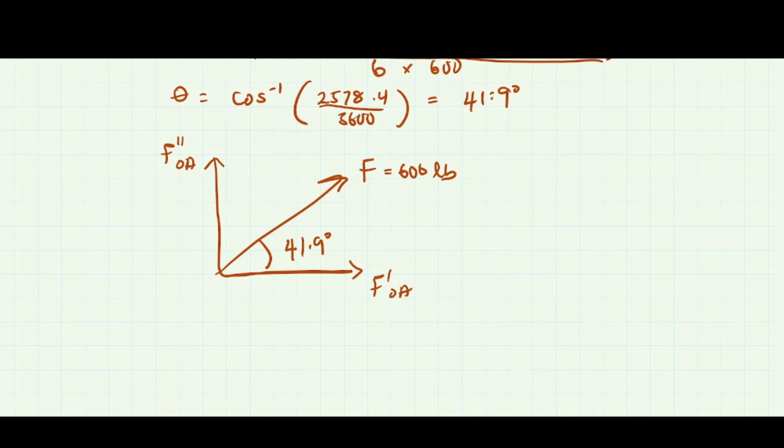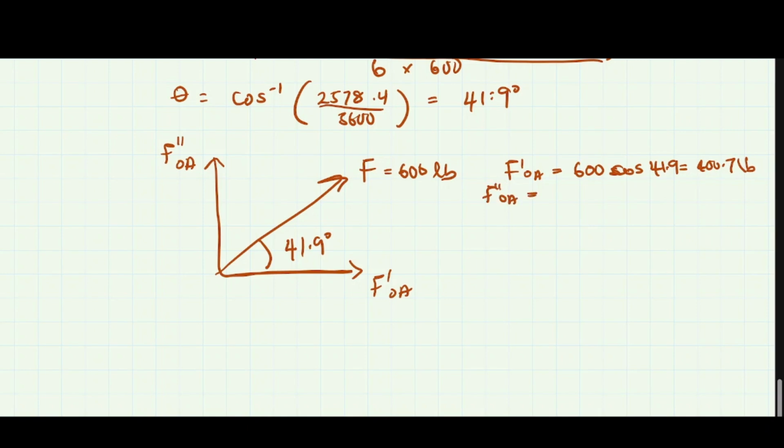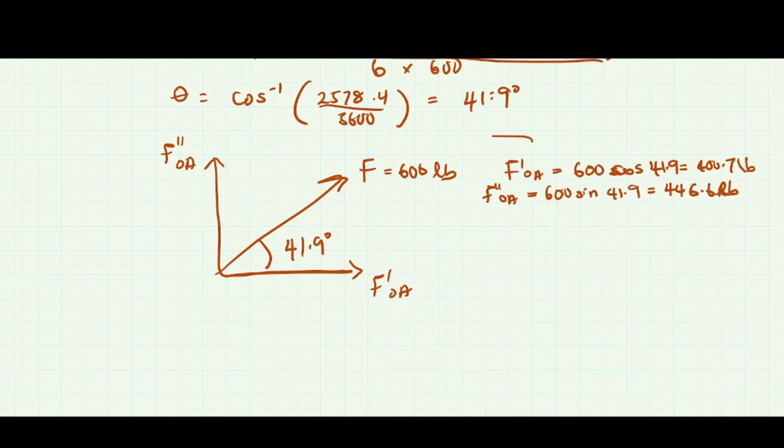FOA, which is the parallel force, is equal to 600 cos 41.9, which is equal to 400.7 pounds. And consider F bar OA, which was the force acting perpendicular to the pole, is equal to 600 sine 41.9, which is equal to 446.6 pounds. So this is your final answer.